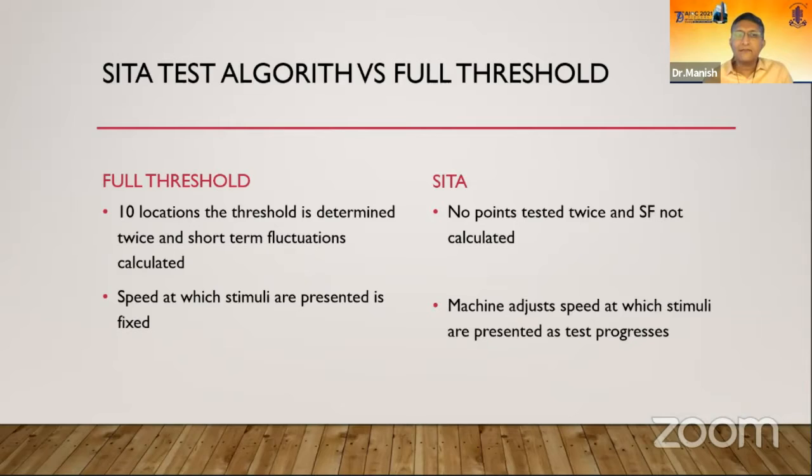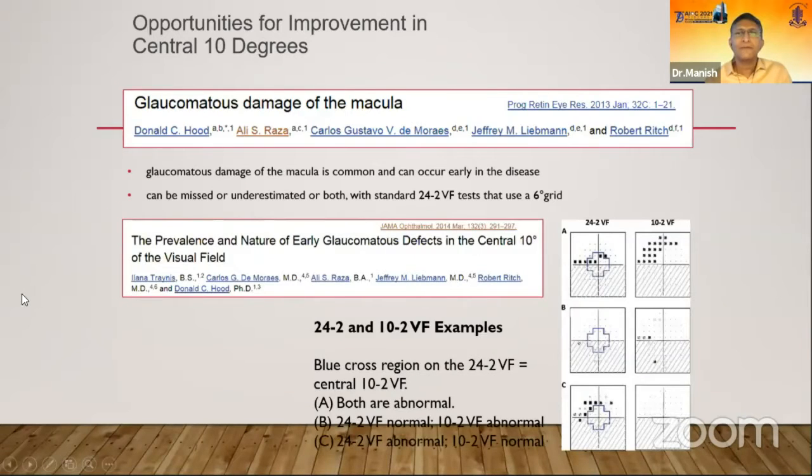And last, in the full threshold test, the speed at which the stimuli are presented is fixed. Whereas in SITA, if the patient responds more rapidly, the speed is increased and the machine adjusts that, and therefore the testing time reduces. Now coming to the very important concept about the central field.